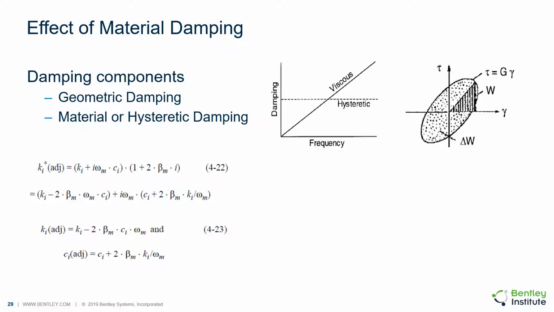Considering the stiffness to be the real part and damping to be the imaginary part of equation 4-22, one can easily arrive at the adjusted stiffness and adjusted damping as shown in equation 4-23. So as you can see, material damping actually reduces the stiffness and increases the damping computed based on the elastic solution.